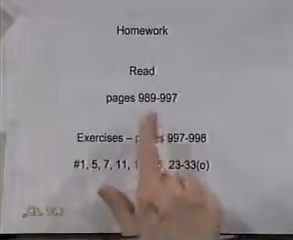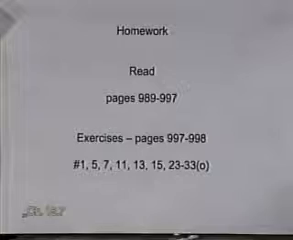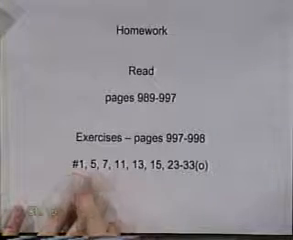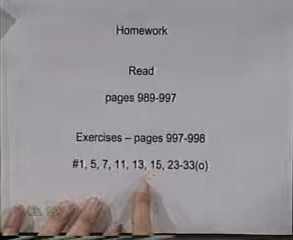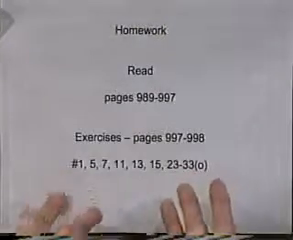Now what you need to do is look over in your textbook the examples on pages 989 to 997. Then I strongly urge you to do numbers 1, 5, 7, 11, 13, 15, and 23 through 33, the odds. I know I assign a lot of homework. I don't collect it. These are the problems I suggest that you do in preparing for your exam. Definitely make sure that you do two or three of each kind in each section.